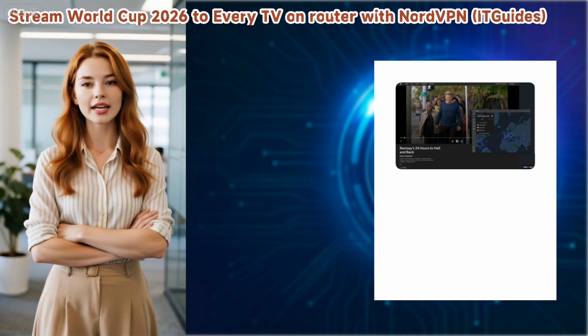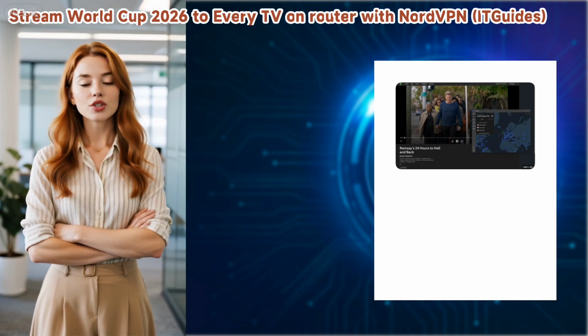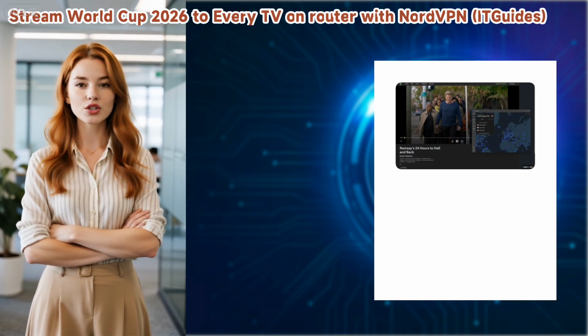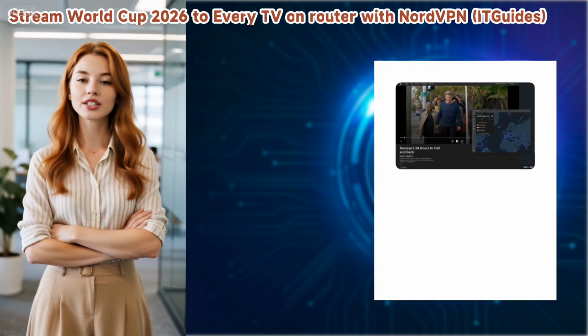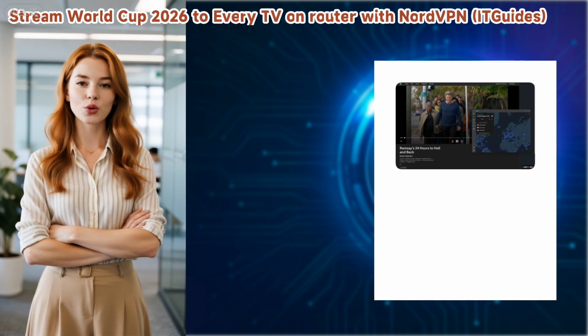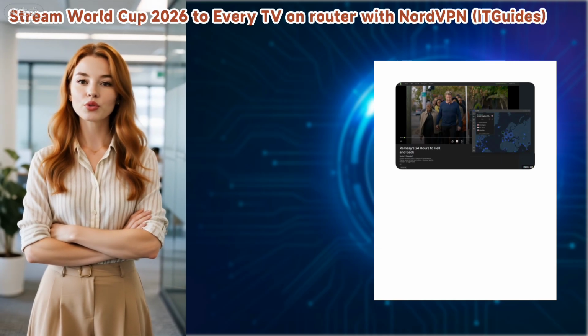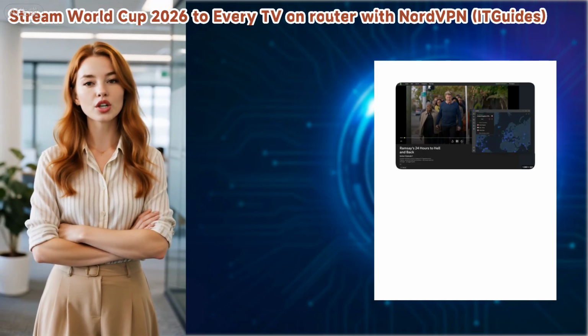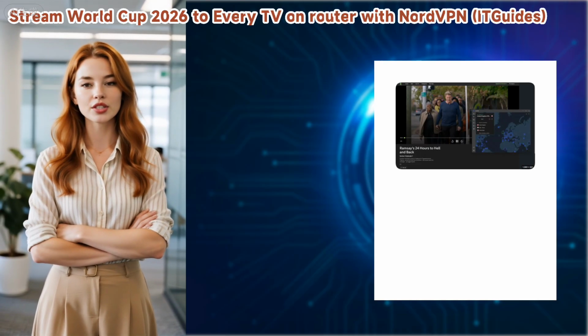Options and a concise setup to stream World Cup 2026 to every TV via NordVPN. On your router, one best: install NordVPN on a compatible router, such as Asus Merlin, DD-WRT, OpenWrt, GL.iNet, Rocks, etc. Follow NordVPN's router guide. Pick NordLynx or OpenVPN, connect to the broadcaster's country server, and connect TVs to that router.